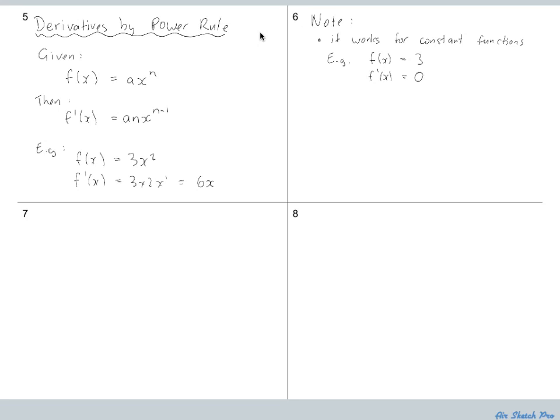Okay, so hidden inside here, we have f of x equals 3x to the power of 0. It's just hidden, right? The power rule says the first thing I do is I bring down that power that I start with.